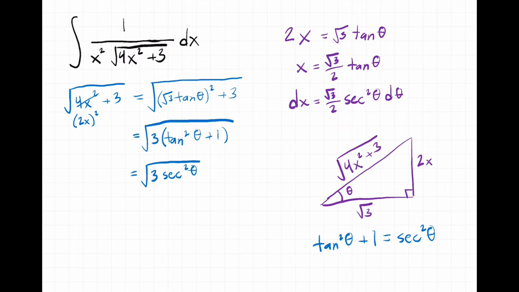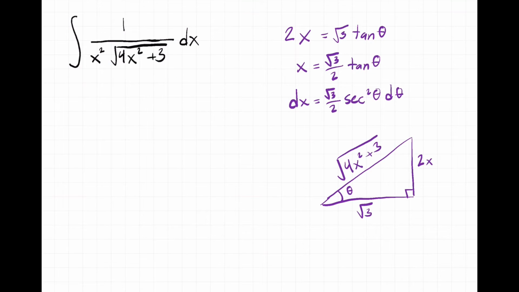Now, earlier we could not distribute our square root because roots don't distribute over addition. But roots do distribute over multiplication, and our entire expression inside that radical is now a product. So now we can actually do the square root here. And the square root of 3 is just the square root of 3. And the square root of secant squared theta is secant of theta. So our entire root turns into the square root of 3 times secant theta.